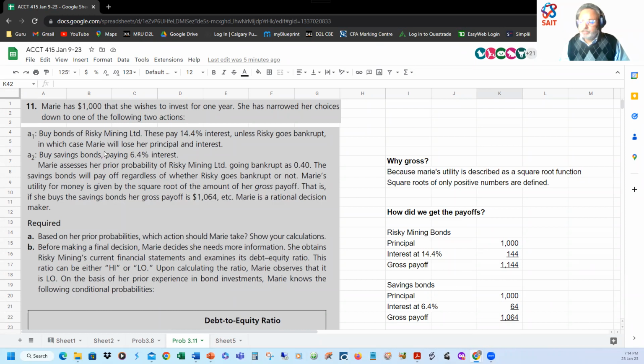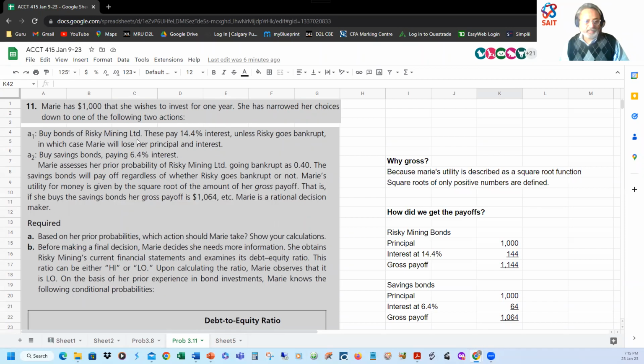Okay, so two choices: Risky Mining bonds or savings bonds. There is a big disparity between the possible returns. Risky Mining pays 14.4% interest. Savings bonds only pay 6.4%. So it's quite a bit of a gap.